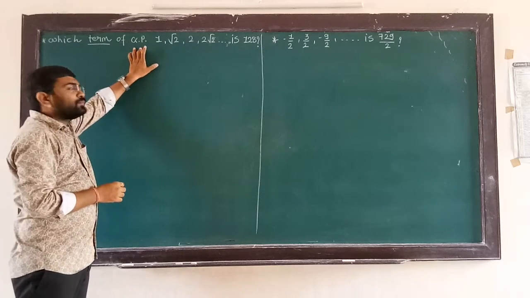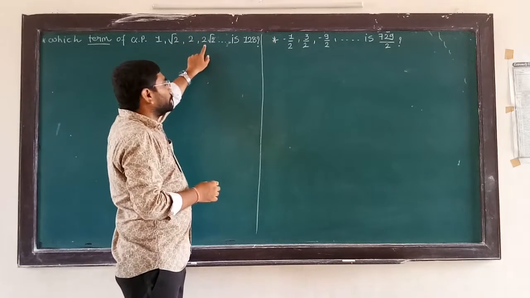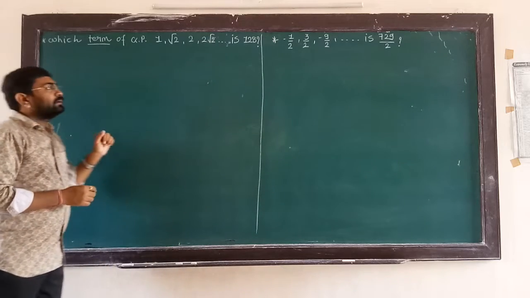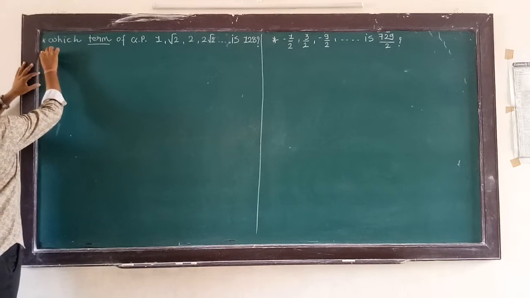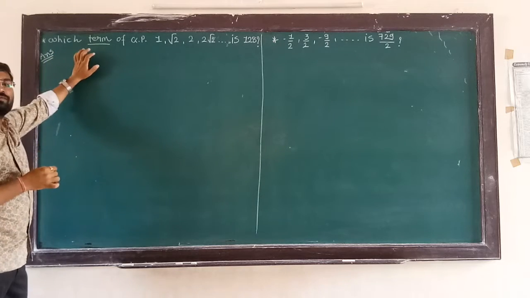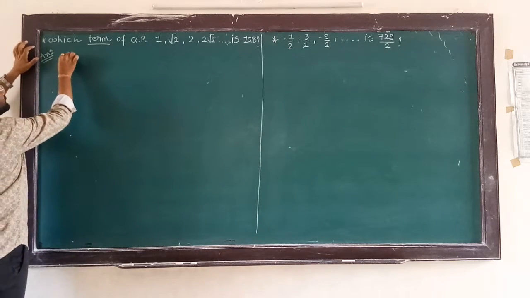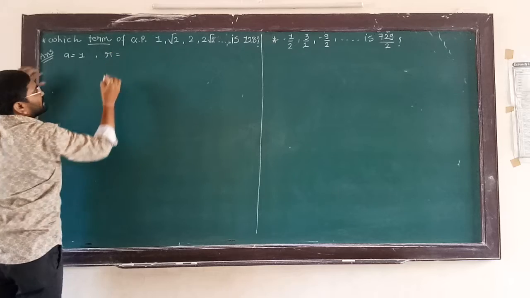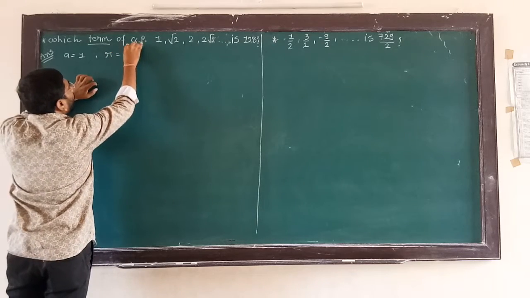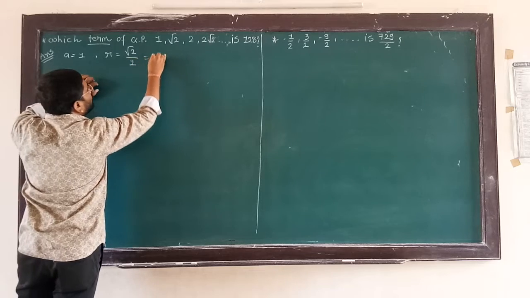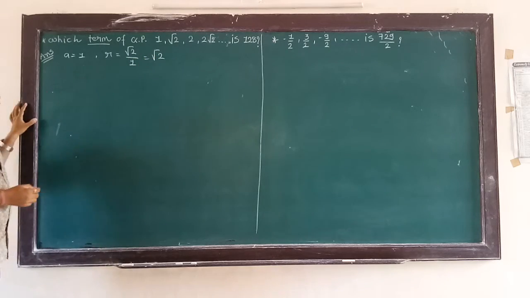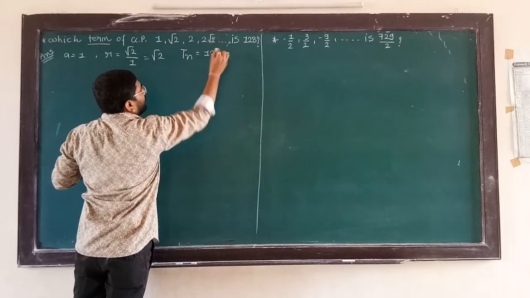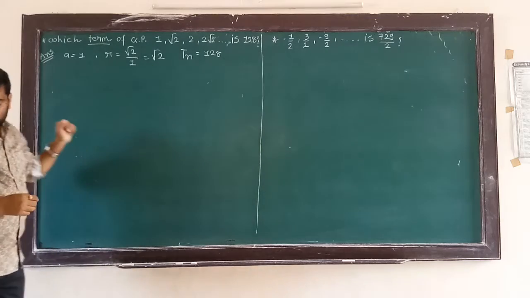The series of GP is 1, root 2, 2, multiplied root 2, is 128. Now we find the term. How many terms of this series is 128? Here a means the first term, a; r means the second term root 2 upon 1, which is root 2. And here Tn is given, 128, but the n is not given.